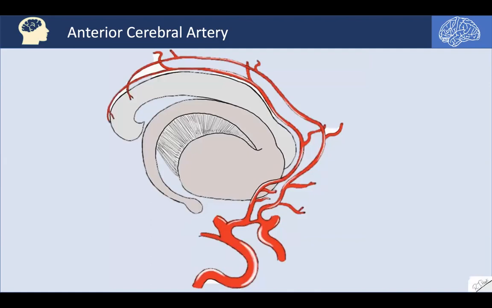Here's a diagram showing the course of the ACA around the corpus callosum. Here we have the corpus callosum, and here we have the ICA, and this should be the supraclinoid segment of the ICA. This is the A1 segment of the ACA, and this is the anterior communicating artery connecting the right A1 with the left A1 over here. And this is the A2 segment, the infracallosal ACA. Here is the precallosal, the A3 segment. This is the A4 segment, the supracallosal, and this is the A5 segment, the posterocallosal segment of the anterior cerebral artery.